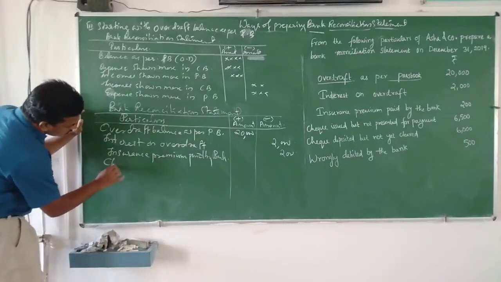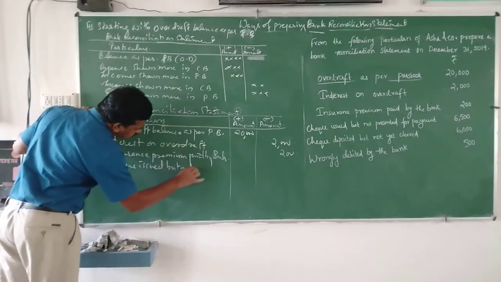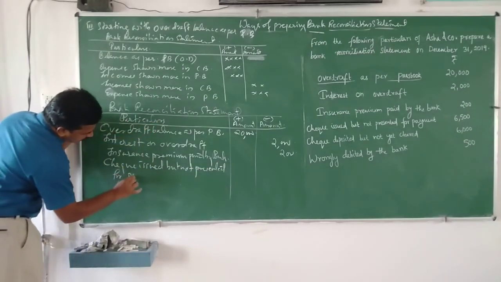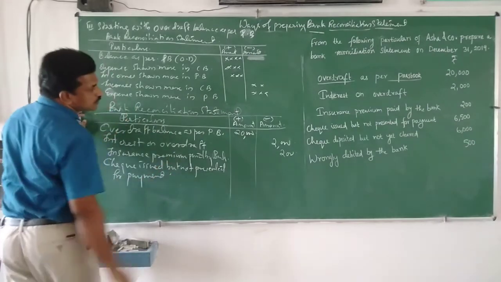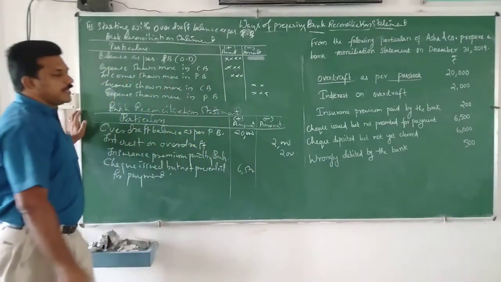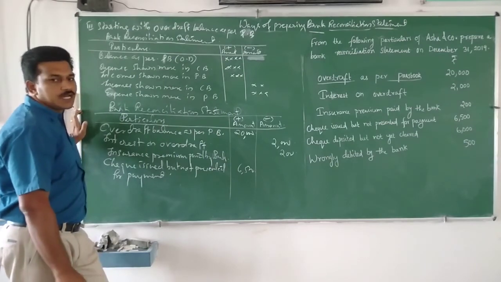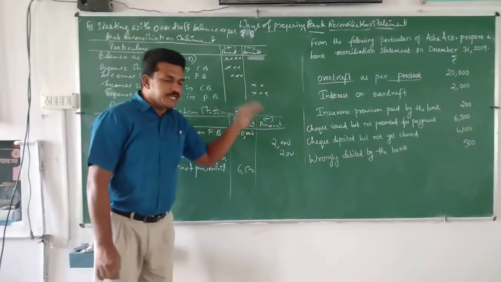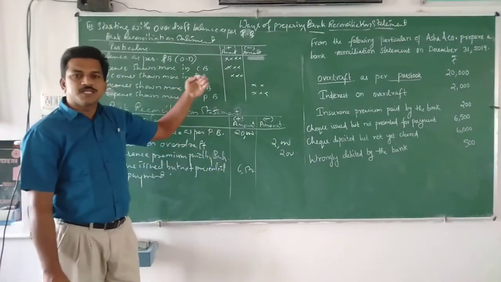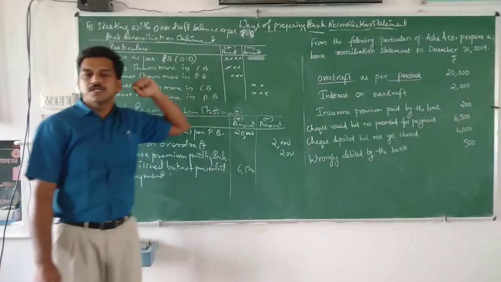Cheque issued but not presented for payment. How much? 6,500. Then cheque deposited but not yet cleared. Cheque deposited means income shown in cash book. While depositing the cheque, it will be shown as income in the cash book, but since it is not yet cleared, it will not be shown as income in the passbook.